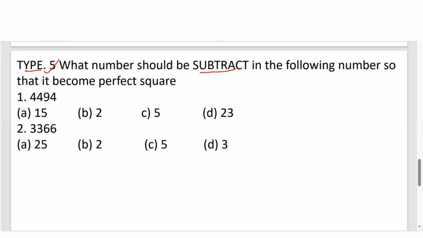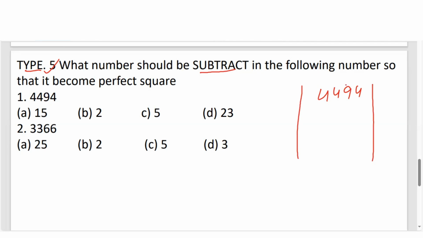My number is given, 4494. We need to find what number should be subtracted from this so that it becomes a perfect square. The logic is to try to find the perfect square by the division method. In the last stage, what we will do is either take the same number or slightly less.